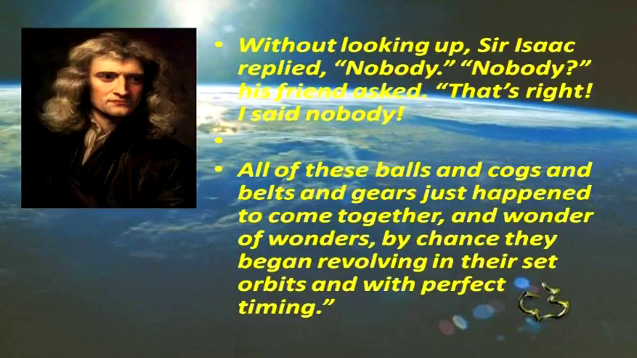And he says, "Mr. Newton, what an exquisite thing. Who made it for you?" Without looking up, Sir Isaac Newton says, "Nobody." "Nobody," his friend says. "That's right. I said nobody. All of these balls and cogs and belts and gears just happened to come together. And wonder of wonders, by chance they began revolving in their set orbits with perfect timing."